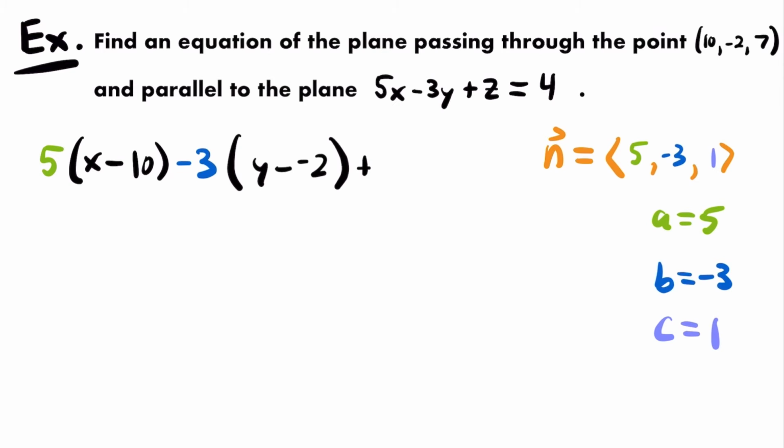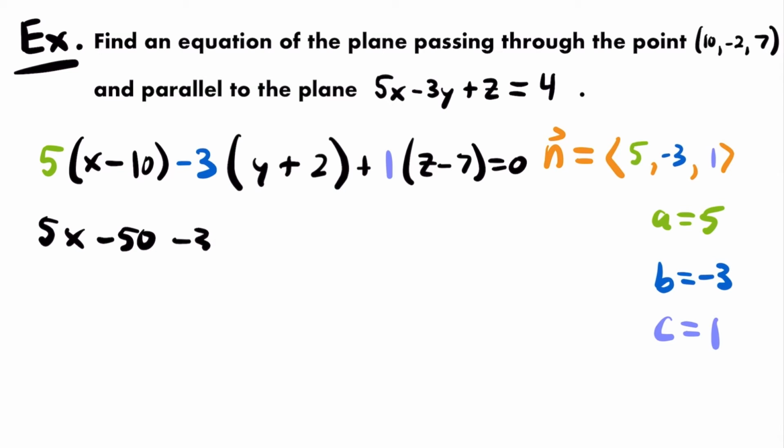And then we will add that to c, which is 1, multiplied by z minus z1, the z coordinate from our point, which is 7. So we have z minus 7, and then that's equal to 0. All right, now if we simplify, first of all, y minus -2 is the same as y plus 2. So I'm just going to rewrite that, and we'll have y plus 2. And then let's just multiply a, b, and c through each of their respective quantities. So we'll have 5x minus 50 minus 3y minus 6 plus z minus 7 is equal to 0.